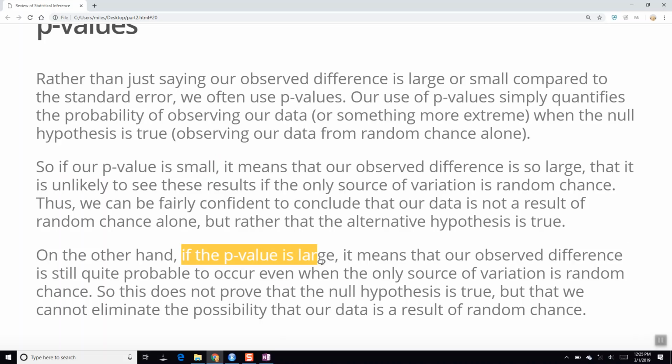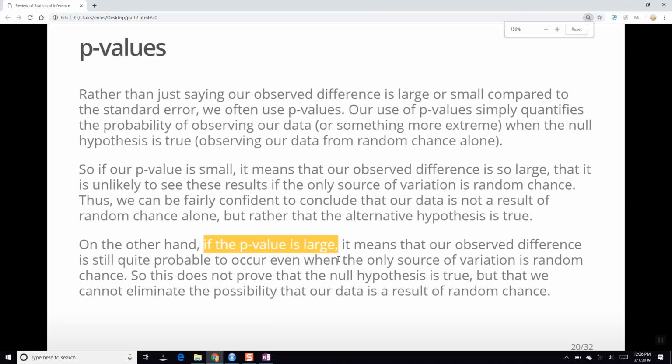And on the other hand, if the p-value is large, it means that our observed difference could happen even when the only source of variation is random chance. It doesn't prove that the null hypothesis is true, but we have no reason to doubt the null hypothesis either.